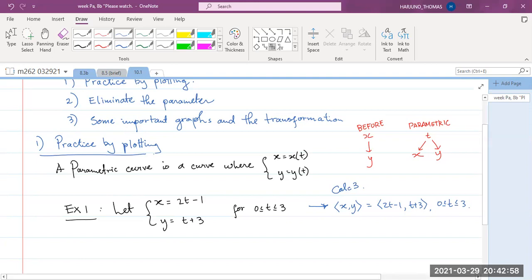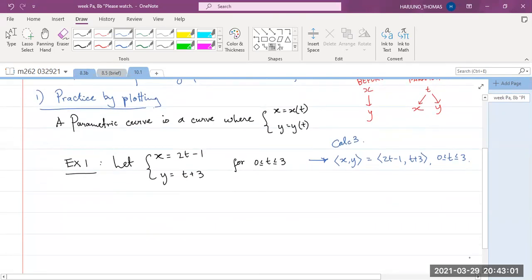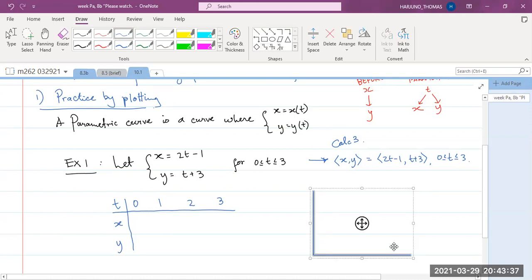Now, what I want you to do first is to plot this coordinate by doing the following. We will create a table. Let me do a horizontal table. The t and then the x and then the y. You see what I mean? So when t equals 0, what's the xy? T equals 1, what's the xy? T equals 2, what's the xy? T equals 3, what's the xy? You see what I mean? Now, can you do that for me? Now, once you are done, I would like you to sketch the graph by plotting the coordinates. Are you with me?